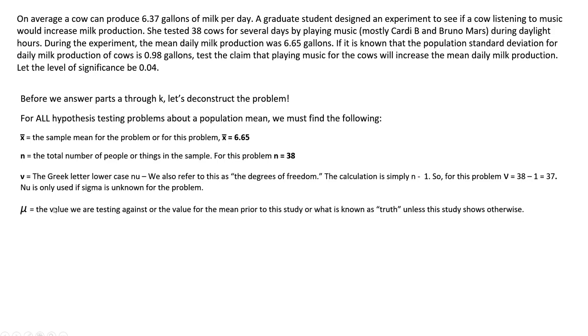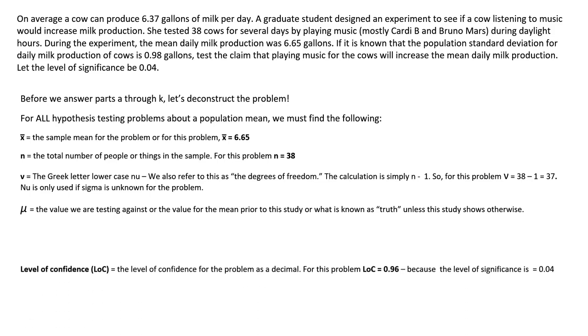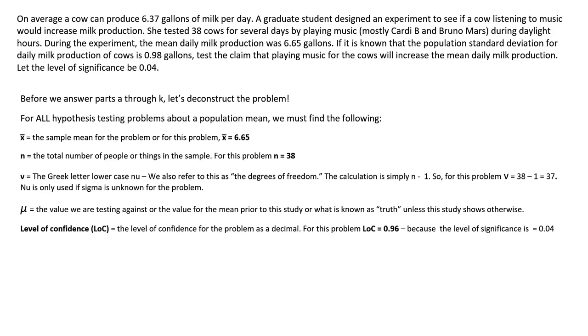Then we have mu. We've already worked with this many times. This is the population mean, or what we accept as truth before this experiment is conducted. So it says, on average, a cow can produce 6.37 gallons. That's truth.